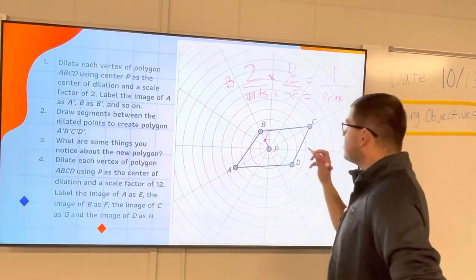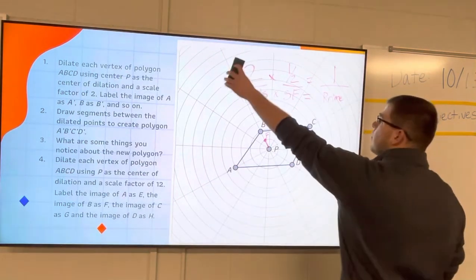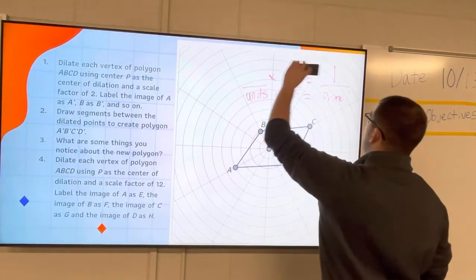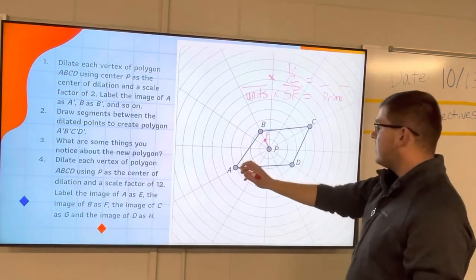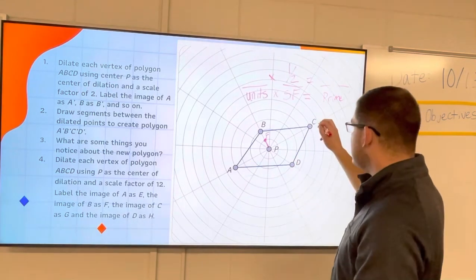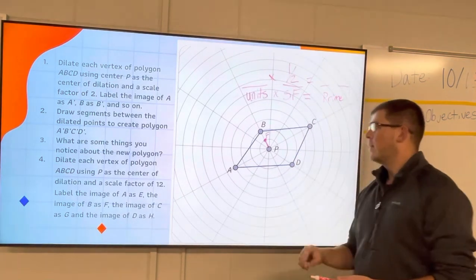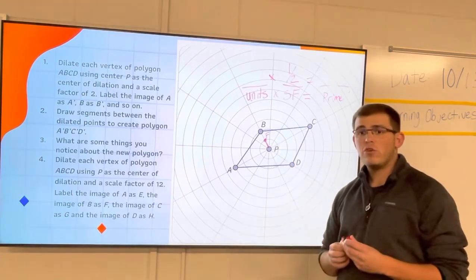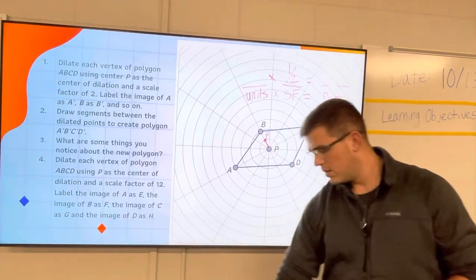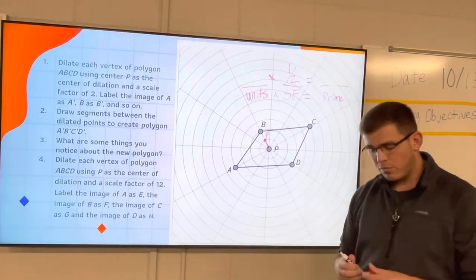Okay, I want you to do the same. You can use this formula. The scale factor is going to stay the same here. So you can do the same with A, you can do the same with D and C. And then do the same thing where you're connecting those points to make a new polygon. Take a couple of minutes to complete that. You can pause the video.